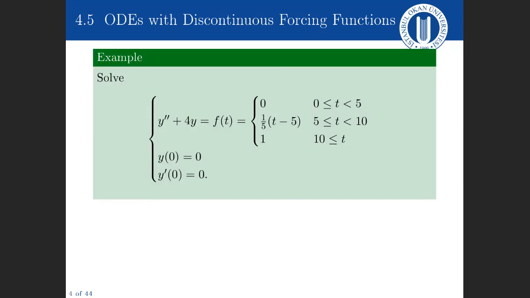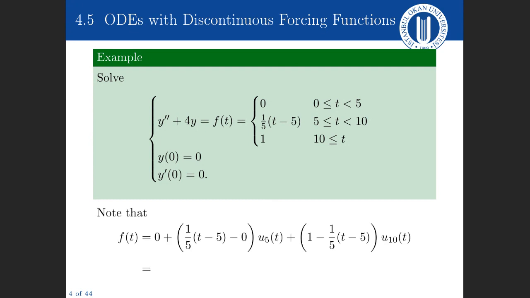Let's start with this example. Here's our forcing function, or our input function. This one, the first example, is actually a continuous function. It's 0, and then it goes up as a linear function, and then it's equal to 1. But it's not a differentiable function. Solve y'' + 4y equal to this function. And just to make this easier, we'll use the initial conditions y(0) = 0, y'(0) = 0.